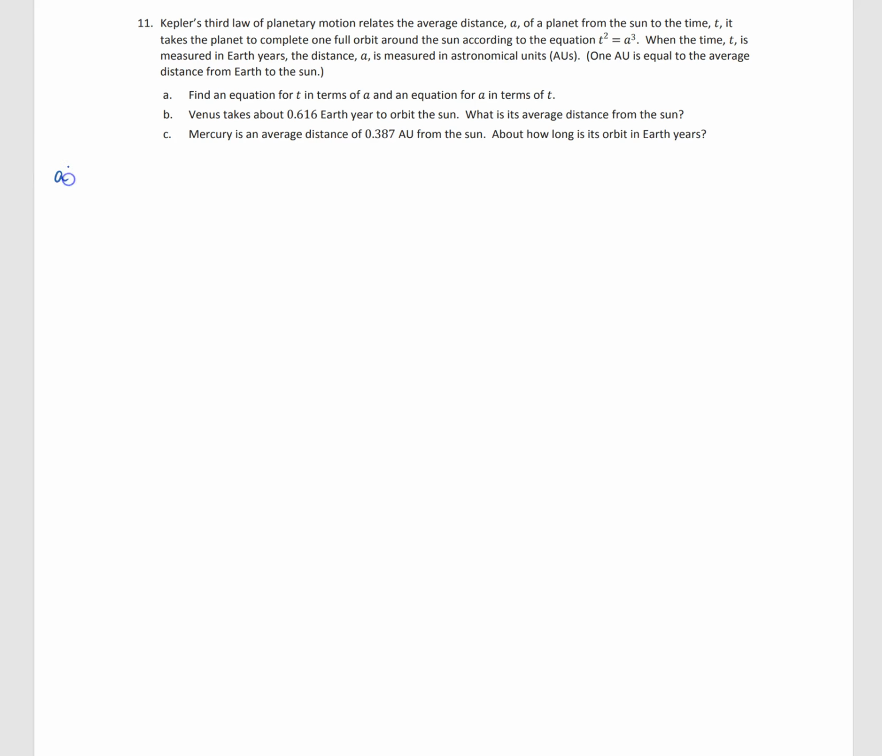So in part A, we're asked to find an equation for t in terms of a and an equation for a in terms of t. So let's start with what we've been given. The equation is t squared equals a to the power of 3. So if we want an equation for t in terms of a, we want t by itself. So to do that, we take the square root of both sides of our equation. This cancels out and we're left with t. And on this side, we can rewrite this as a to the power of 3 over 2. So we're putting it to the power of 3 and taking the square root.